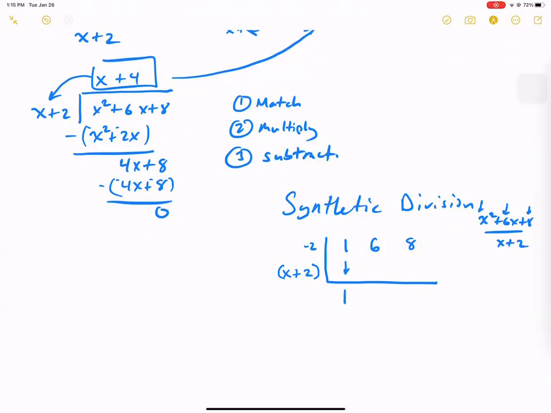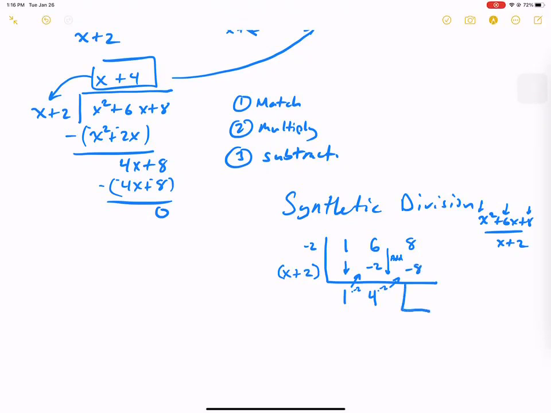Bring down the 1. To bring it back up here, we are going to multiply by our key value. And we said the key value was going to be negative 2. So negative 2 times 1 is negative 2. Again, we're going to multiply everything by this negative 2 value because that's our key. Add down. What is 6 minus 2? That's going to be 4. To go back up, we're going to multiply by negative 2. Our key value right here. 4 times negative 2 is negative 8.